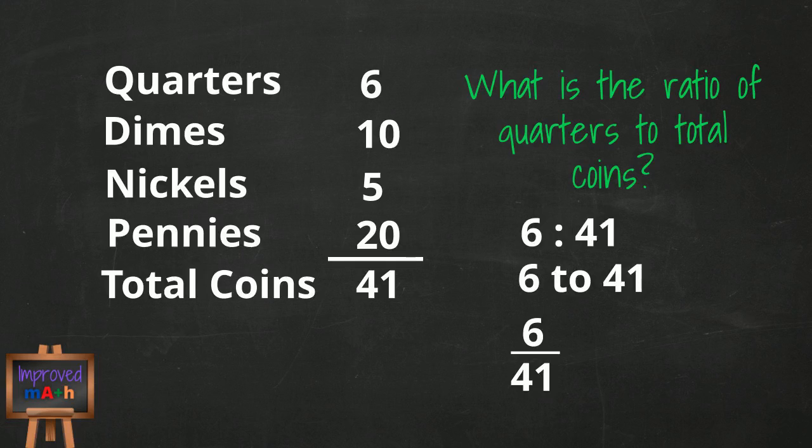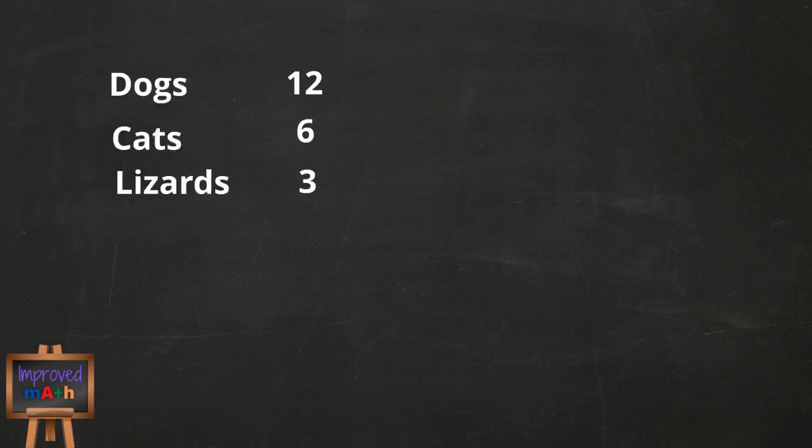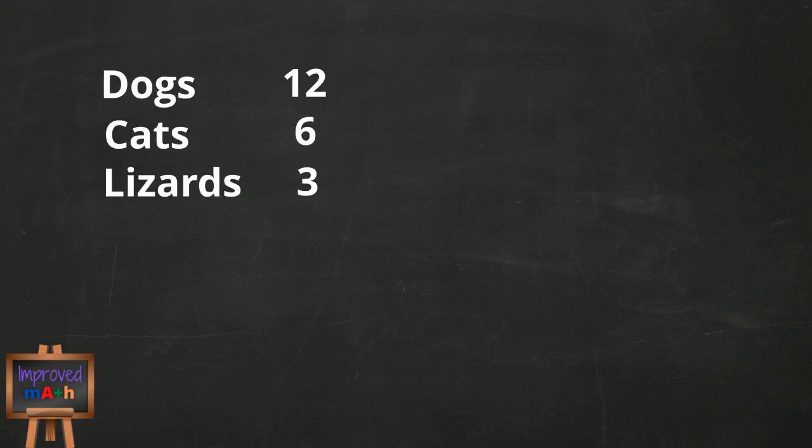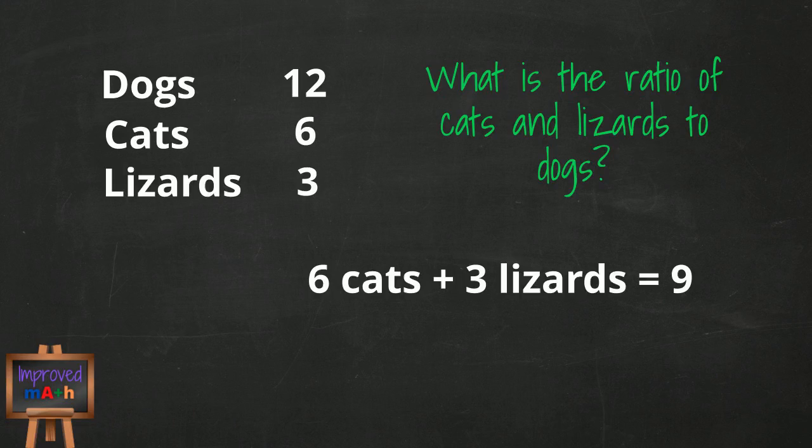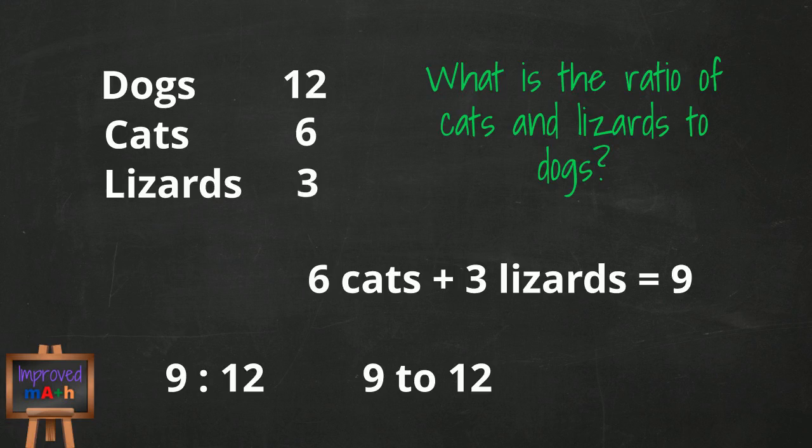One more example. A pet store has 12 dogs, 6 cats, and 3 lizards. What is the ratio of cats and lizards to dogs? Well, we have 6 cats plus 3 lizards for a total of 9. The store has a total of 12 dogs, so we would write the ratio as 9 to 12, 9:12, or 9/12.